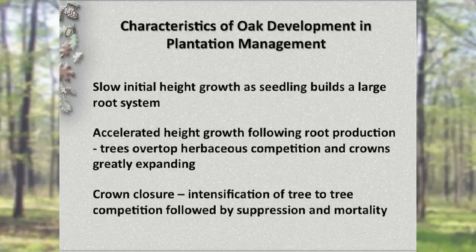Then we come into our 15 to 20 years of age, we have crown closure. We get intensification of our tree-to-tree competition. This is followed by a very, very slow progression of suppression, and then followed by mortality. Without thinning, we would get more suppression and more mortality, but our growth rates would be dramatically slower.